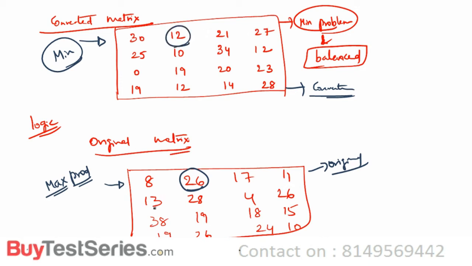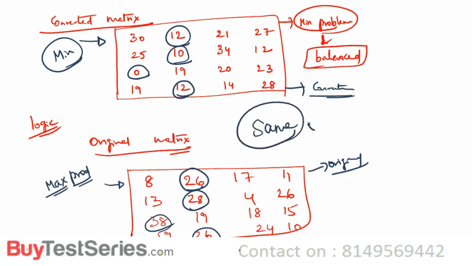If your objective is maximization, which one will you select from the second row? I would like to maximize, so I'll go for 28, which is the highest. Here, which is the least in the second row? 10. Here, which is the highest in the third row? 38. Here, which is the least in the third row? 0. Here, which is the highest in the fourth row? It is 26. Here, which is the least in the fourth row? It is 12. You see, both of them give the same answers. Correct? That's the logic behind conversion.